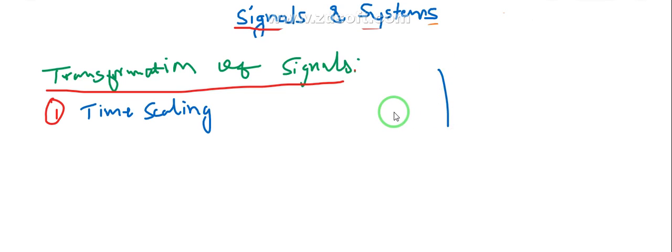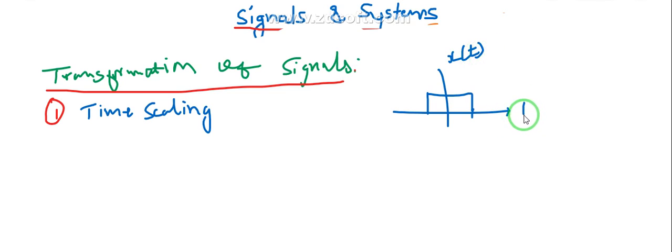Let us consider a rectangular signal, and just take it as x of t. Let us consider this as minus 1, and this is the time axis, and this is the amplitude axis. For time scaling operation, don't bother about the amplitude, just focus on the time axis.